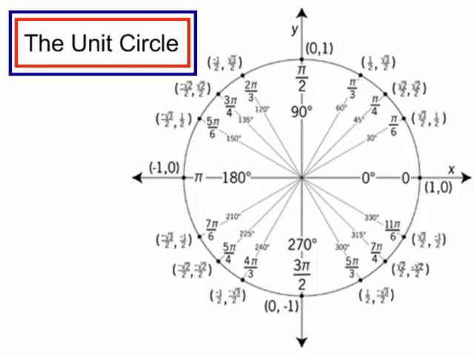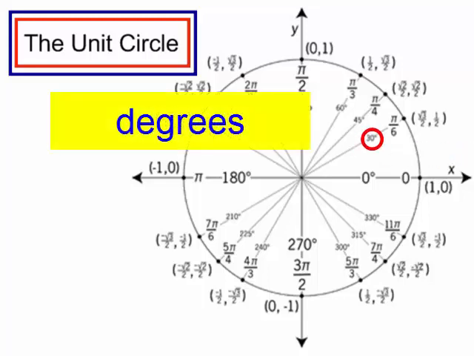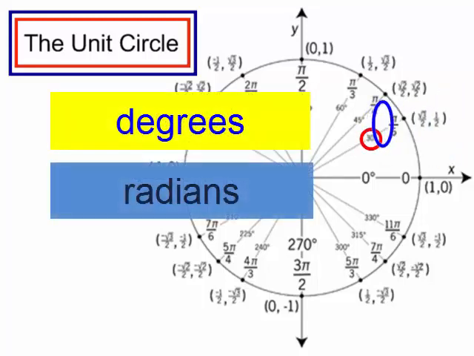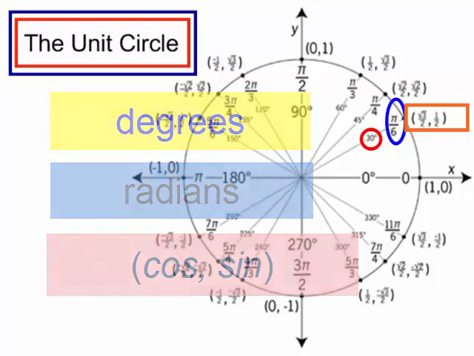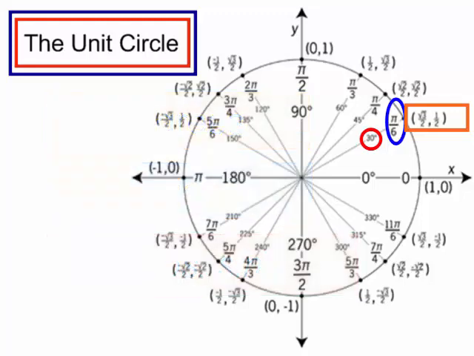I am here to explain the unit circle to you. In the unit circle, you have to learn about the degrees. You have to learn about the radians. You also have to learn about this ordered pair, or the cosine and the sine. I don't want you just to memorize all of these numbers. I want you to understand where these numbers came from.